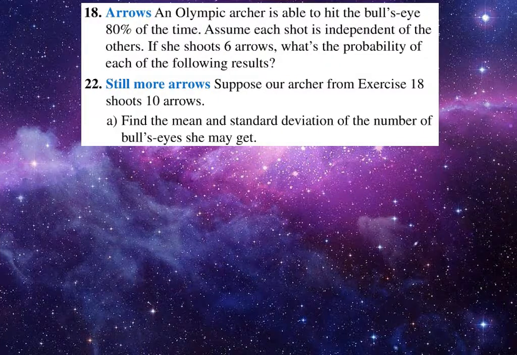So now instead of doing 6, we're changing the distribution. Now we're talking about 10 arrows. Still more arrows. She made it. No, because she's shooting 10 arrows now. So that's just a set number of trials. Good.